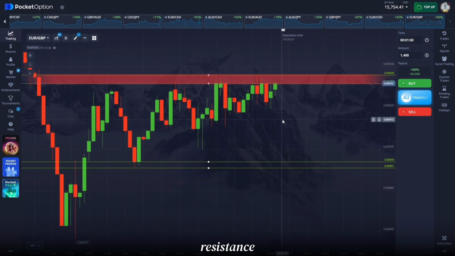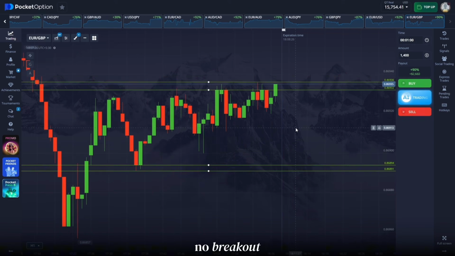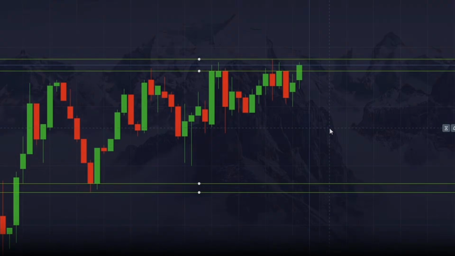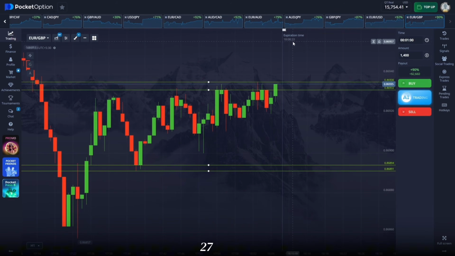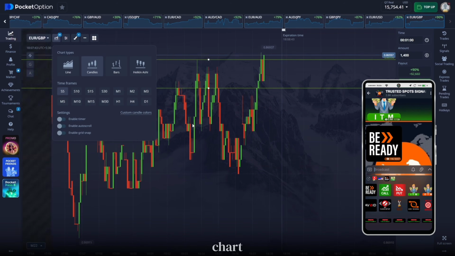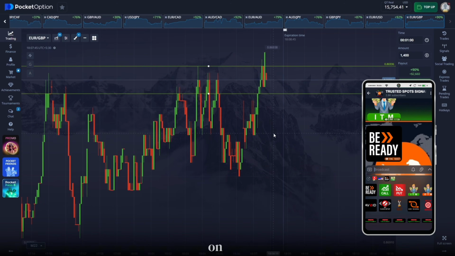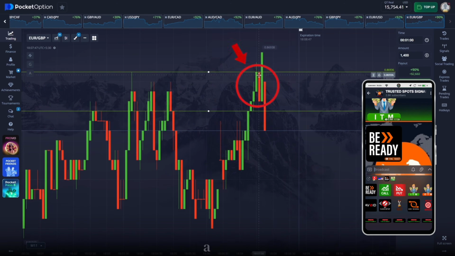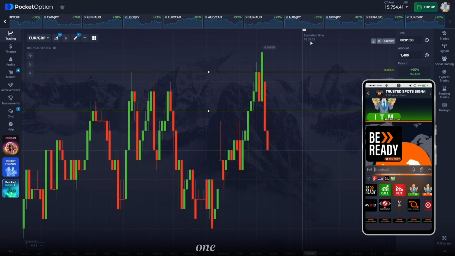Price hit the resistance. This time I will place a trade, if there is no breakout in the next 27 seconds, when the candle closes. Let's open the 5-second chart because I don't want to be late on this setup. Now this is a strong confirmation. You can see this candle is a strong confirmation, bigger than the previous candle, but still the 1 minute candle closing is far.